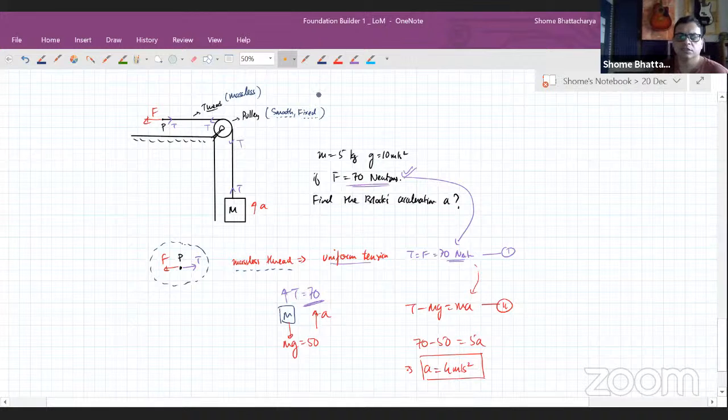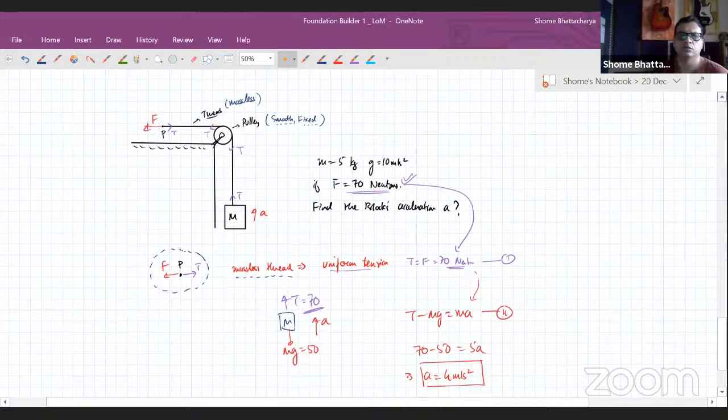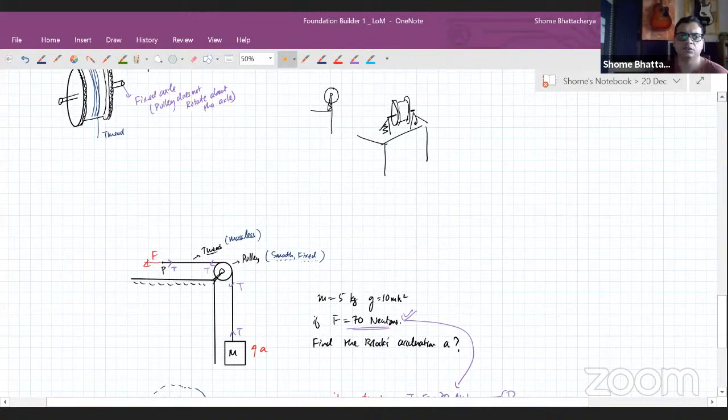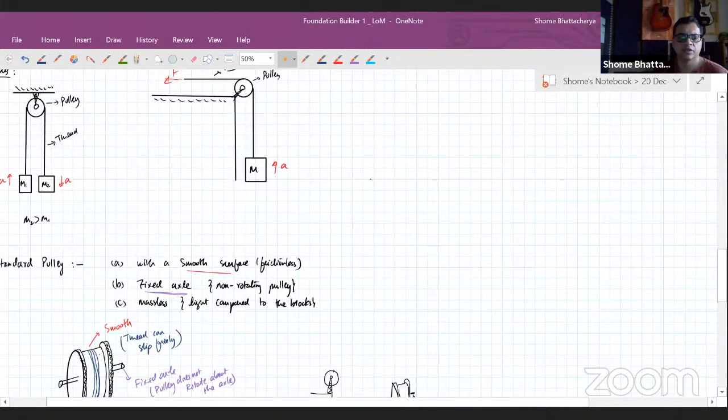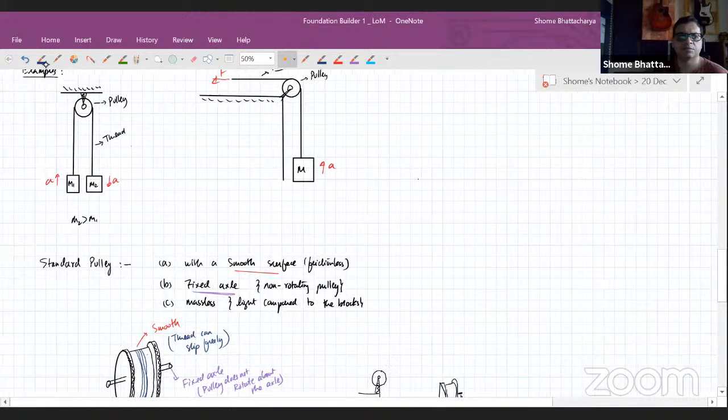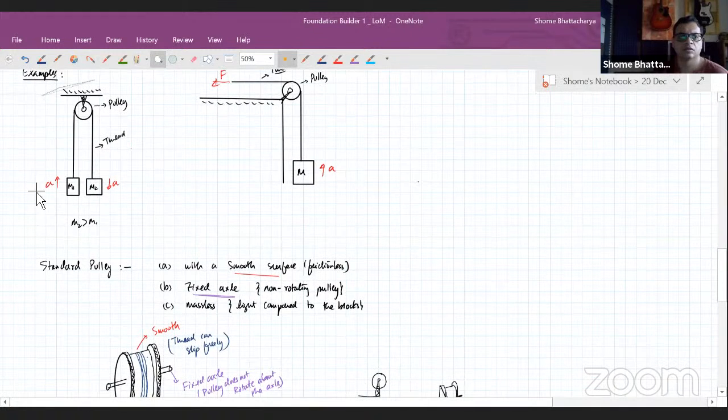Okay, so hope this question is clear. Now moving on to another very standard situation for pulley systems. In fact, this is the most standard type of example of pulley systems that you will see. But now we'll do it as a numerical example.